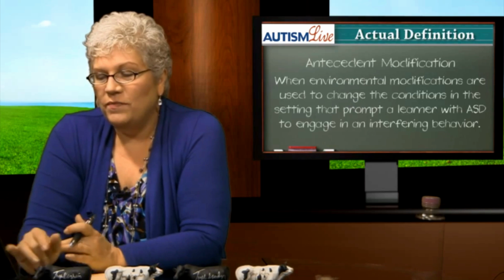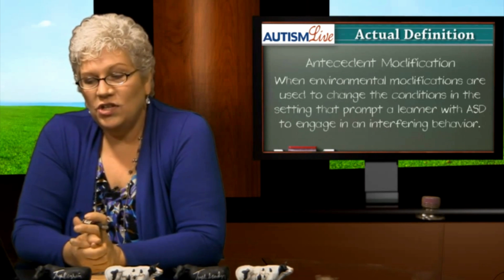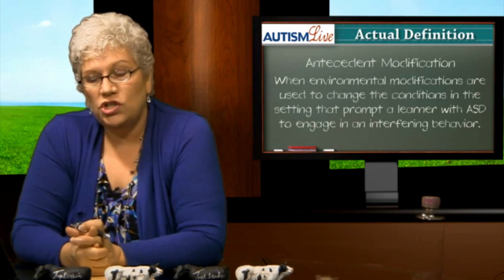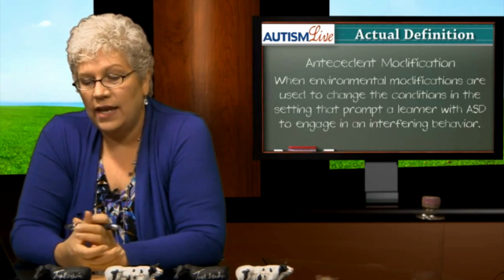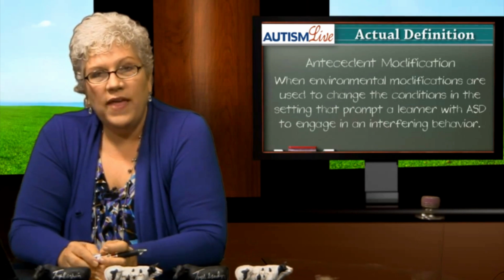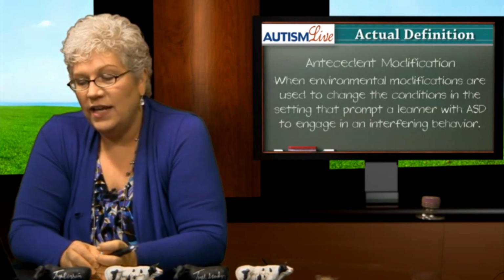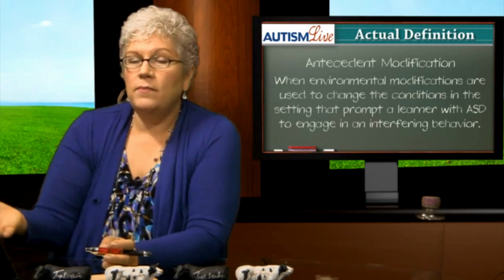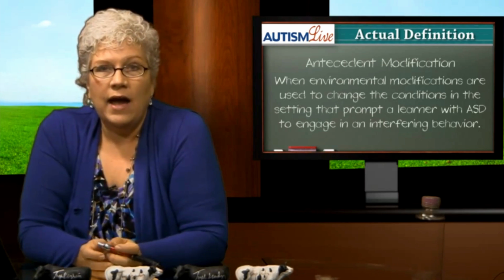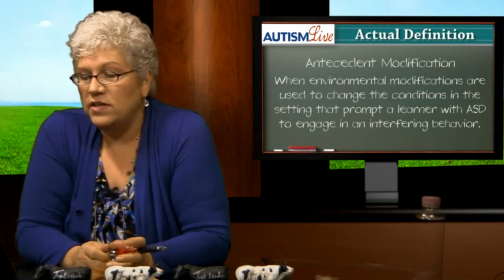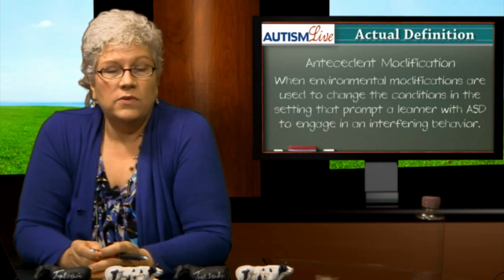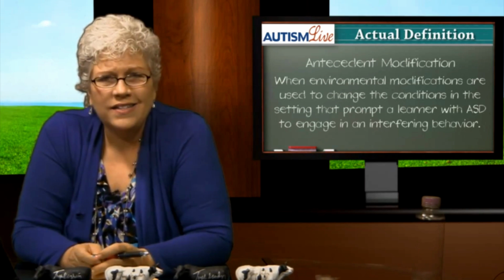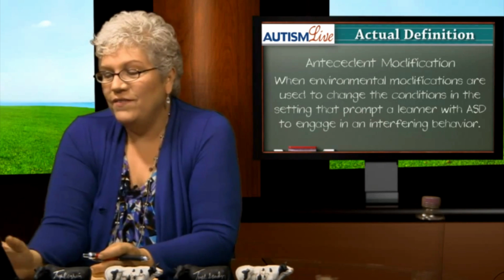Antecedent modification. Antecedent modification, when environmental modifications are used to change the conditions in the setting that prompt a learner with ASD to engage in an interfering behavior. Ladies and gentlemen, this is why we do jargon, because even now I know what an antecedent modification is, and I read that, and I'll be honest with you, I just want to light my hair on fire and run screaming in the street and go, what? What are you talking about? I don't even know what that means.